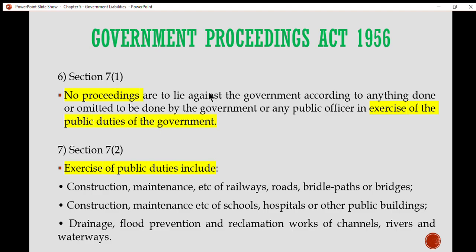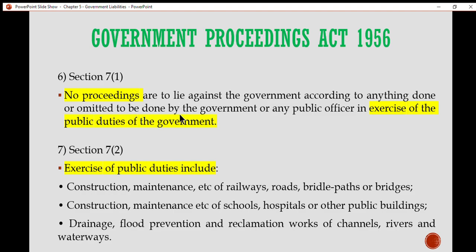Next requirement is based on Section 7 subsection 1. No proceedings are to lie against the government in respect of anything done or omitted to be done by the government or any public officer in the exercise of the public duties of the government. So when the public officer is exercising their public duties, no action can be brought against them.